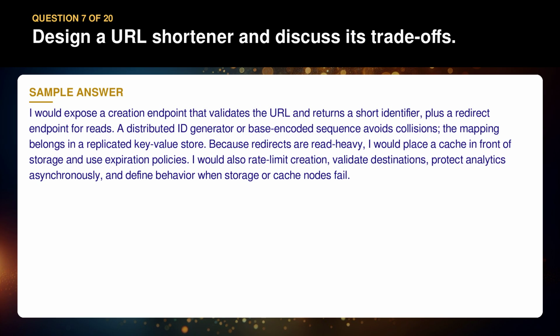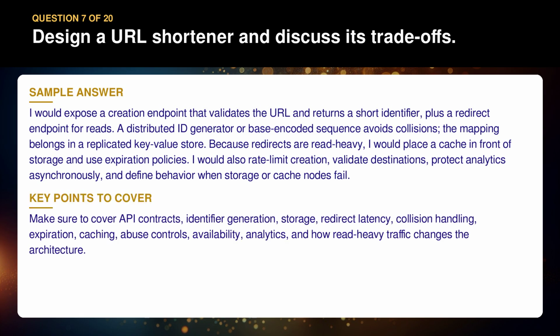Because redirects are read-heavy, I would place a cache in front of storage and use expiration policies. I would also rate limit creation, validate destinations, protect analytics asynchronously, and define behavior when storage or cache nodes fail. Make sure to cover API contracts, identifier generation, storage, redirect latency, collision handling, expiration, caching, abuse controls, availability, analytics, and how read-heavy traffic changes the architecture.